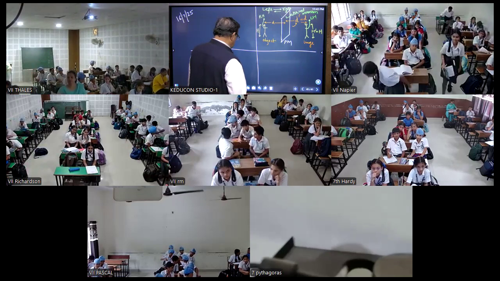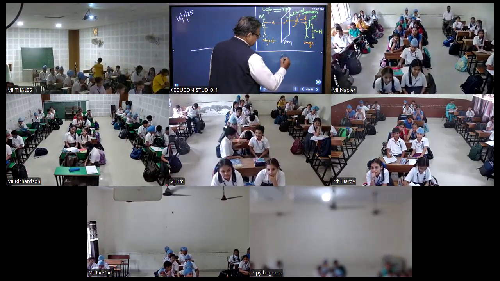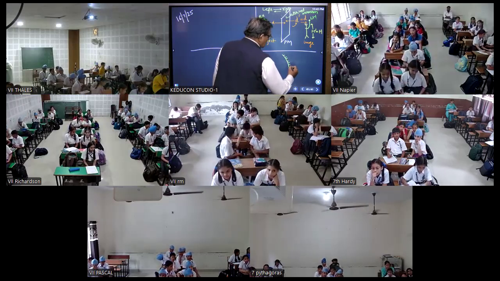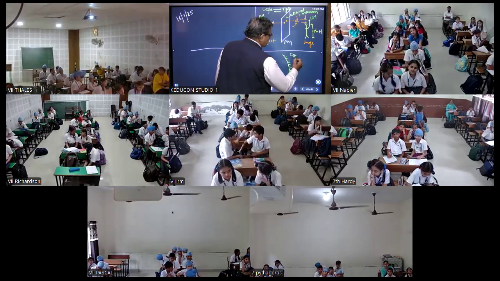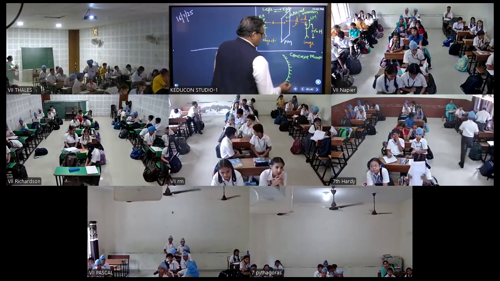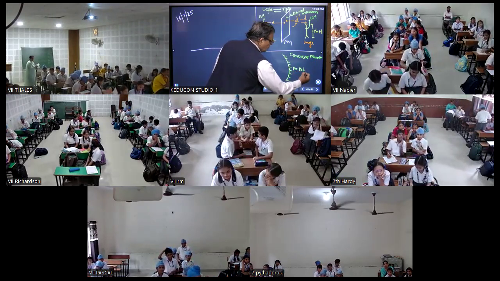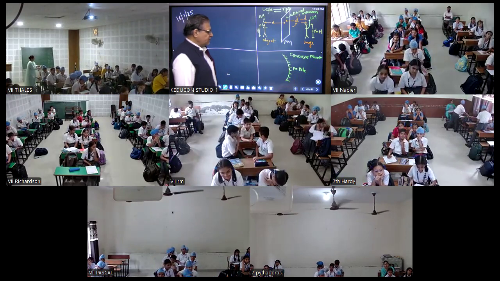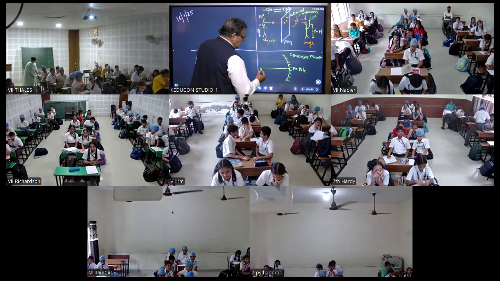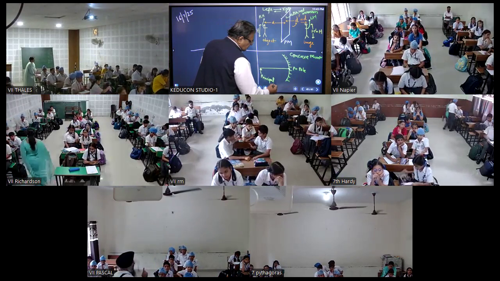Second point we studied, pay your attention. This is your concave mirror. This point is the pole, the central point. If we draw a straight line from here, it is called the principal axis.